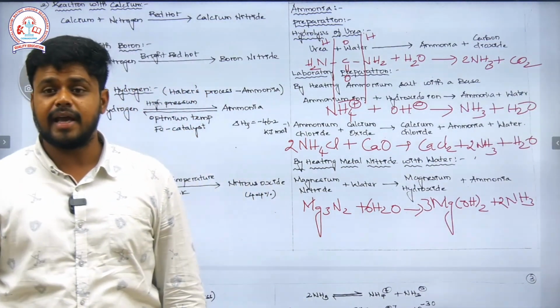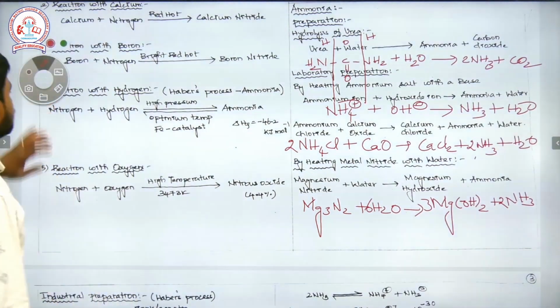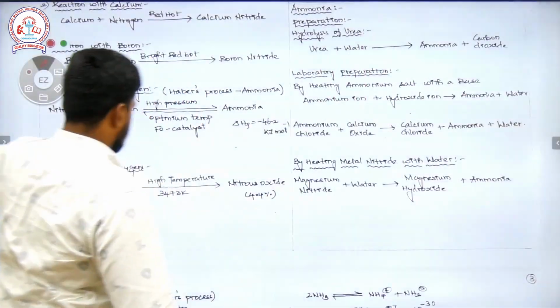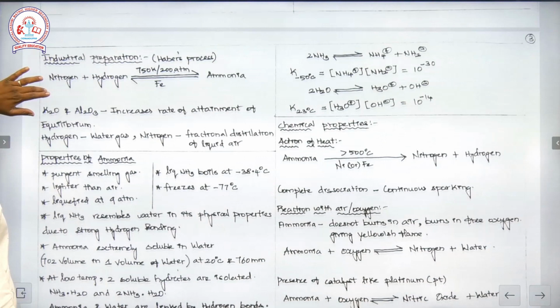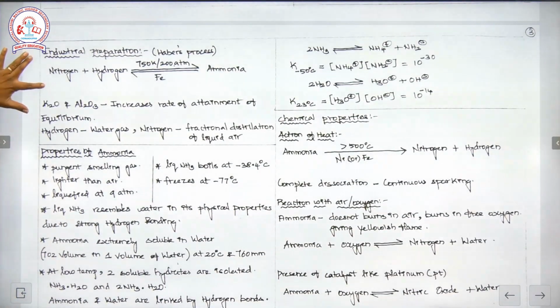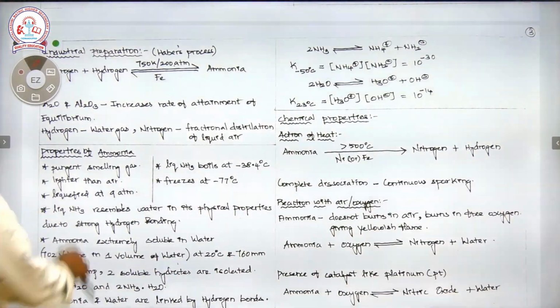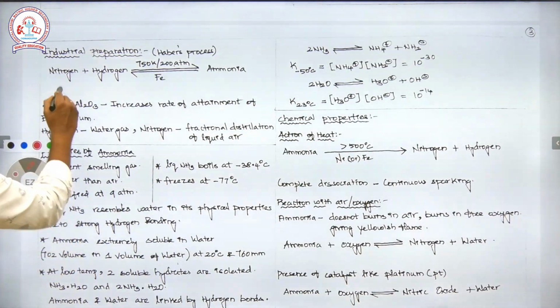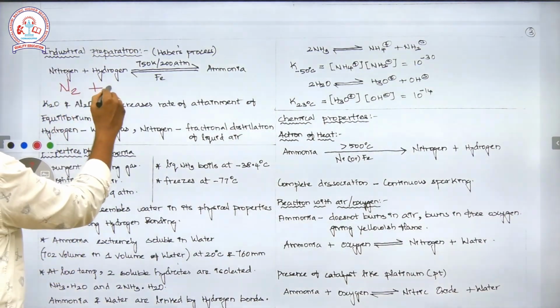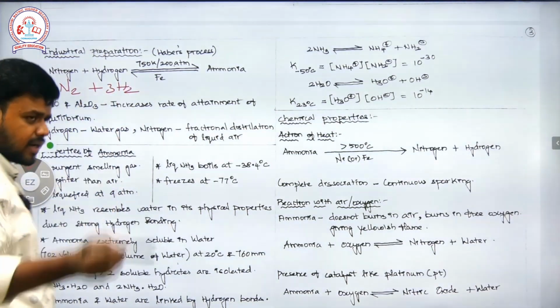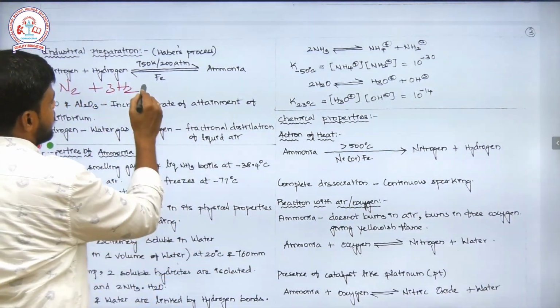As it was discussed already, Haber's process is also one of the important reactions for the synthesis of ammonia. Industrial preparation, which we have seen previously, includes the formation of ammonia. The same reaction goes like N2 plus 3H2, as it was discussed already. The reaction takes place in the ratio of 1:3.